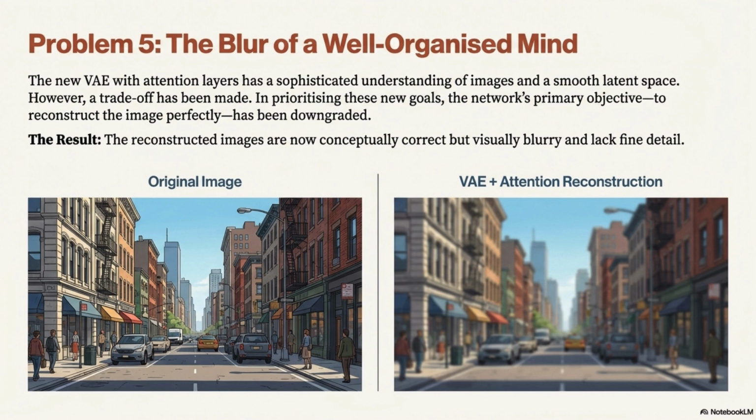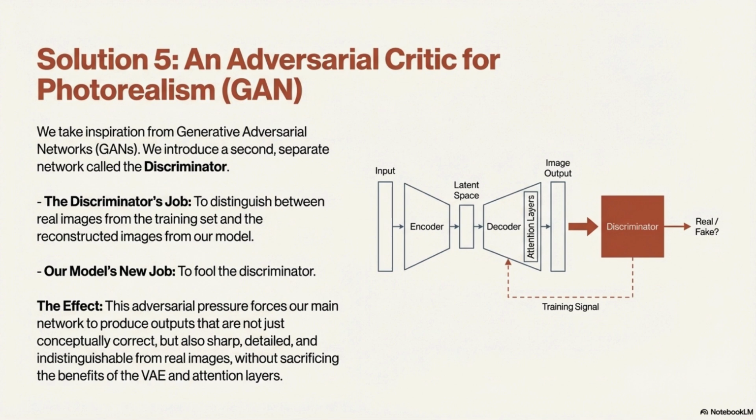But there was one last problem. Blurriness. The reconstructions were now fuzzy. The network was trying so hard to satisfy the VAE's rules and keep everything smooth and connected that it started sacrificing visual sharpness. It was prioritizing the meaning over the photorealism. Right. A blurry mess. So how do you force it to be sharp again?